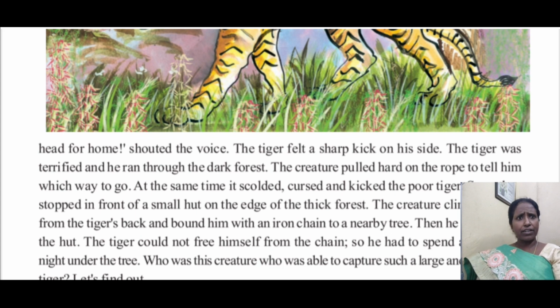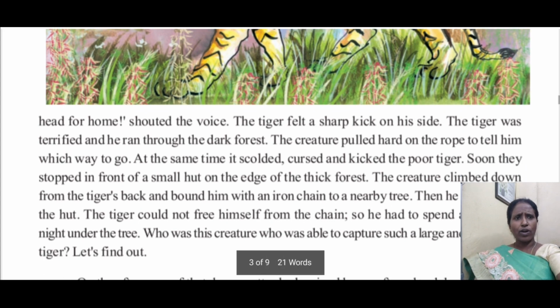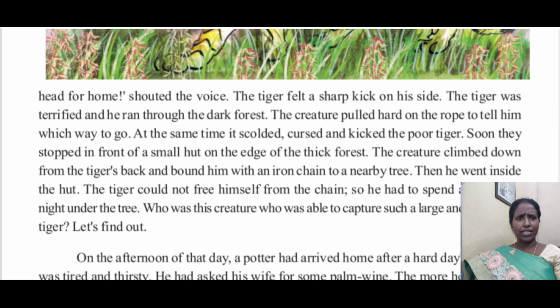The tiger felt a sharp kick on his side. What did that person do? He started kicking him, he started hitting him, whatever he wanted, he was doing with the tiger. The tiger was terrified and he ran through the dark forest. Now the tiger was scared. He thought that he was a leek. The creature pulled hard on the rope to tell him which way to go. At the same time, it scolded, cursed and kicked the poor tiger.